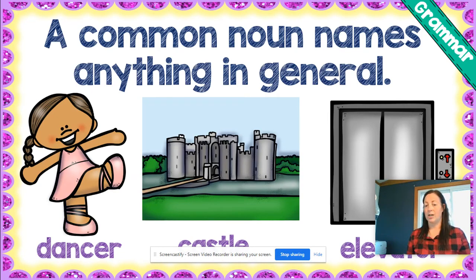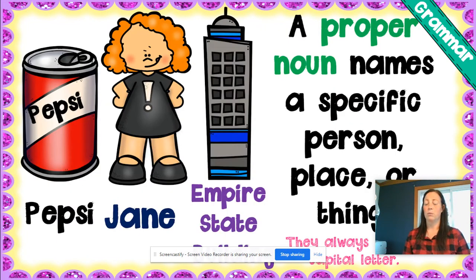A dancer, a castle, an elevator, a building, a room. When we're talking about proper nouns, we're talking about something specific. So I want a can of Pepsi, not a pop. I see Jane, not I see her. I want to go to the Empire State Building. When you have a name attached to something, then it becomes a proper noun. So it's talking about something specific.